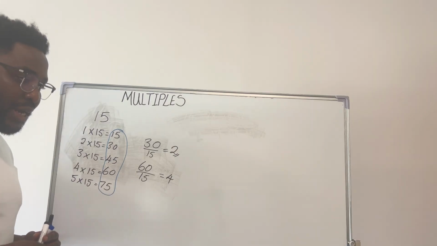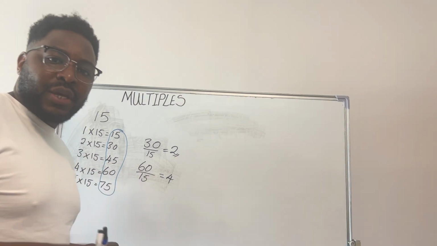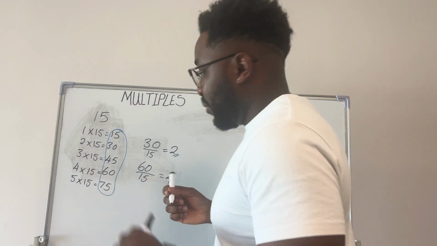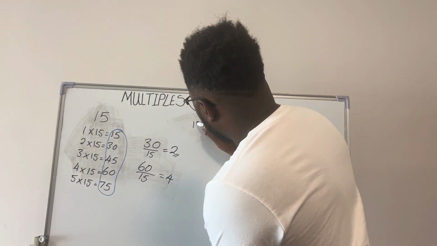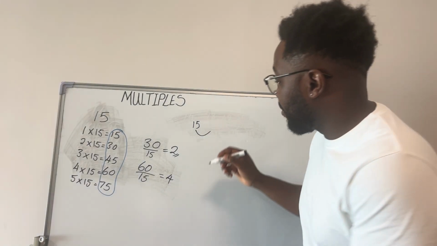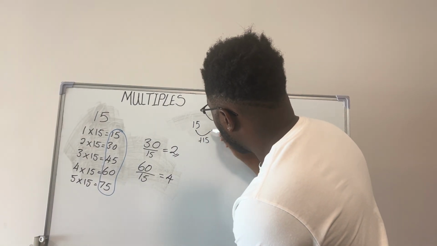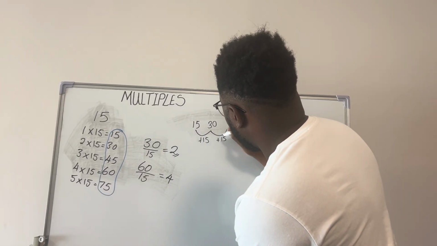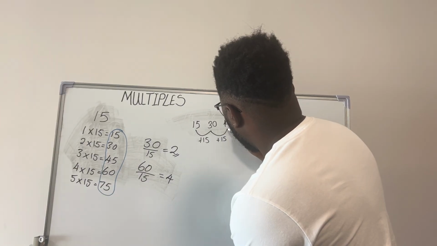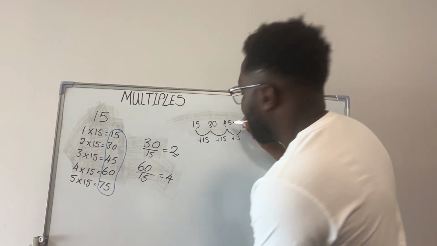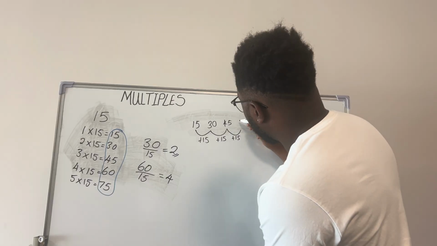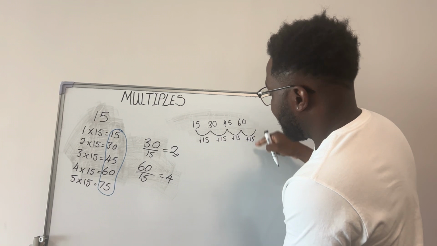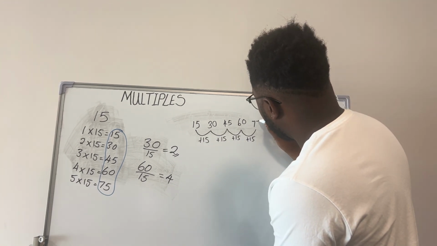Now, I also taught you another technique of how you can find multiples without doing the whole process of multiplication. If you remember, I said you just have to keep adding the same number. So we add 15. What are we going to get? 15 plus 15, that's 30. We add another 15, 30 plus 15 gives us 45. We add another 15, 45 plus 15, we get 60. We add another 15, 60 plus 15 gives us 75.